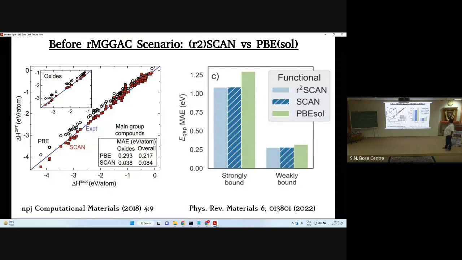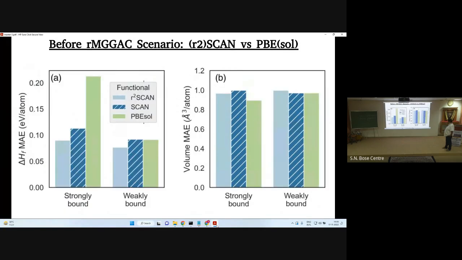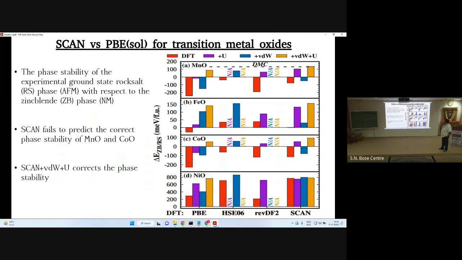Okay, so before this, the MGGSE, this is the pro. So these are the results you have for the strongly bound, weakly bound systems for all these things. Okay. So these are the results where you have the dispersion corrected functionals or Van der Waals density functionals. When there are systems where the dispersive force is important, there you can do this dispersion correction.